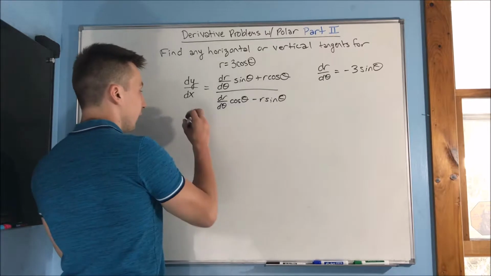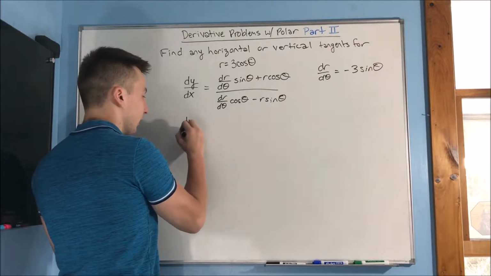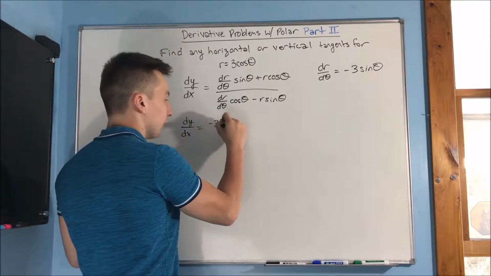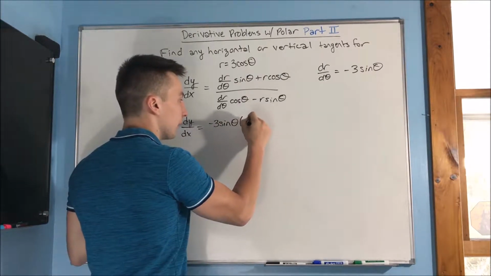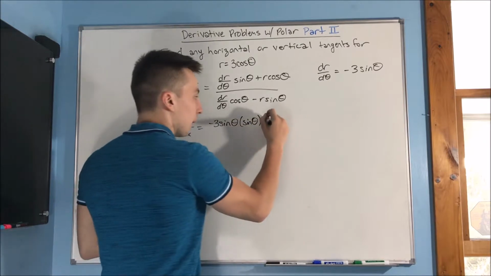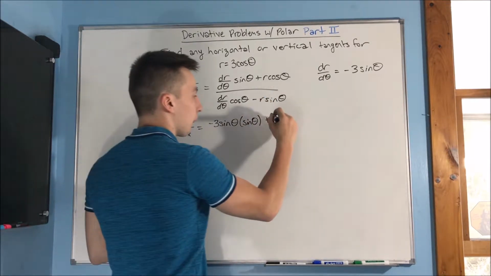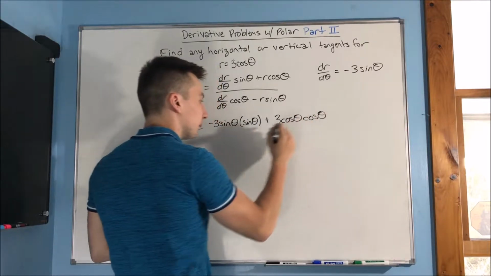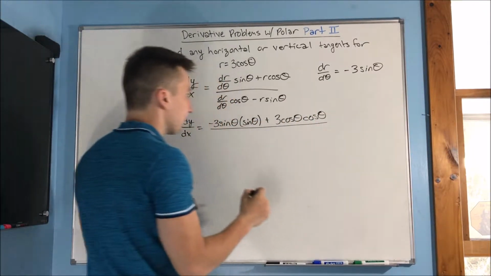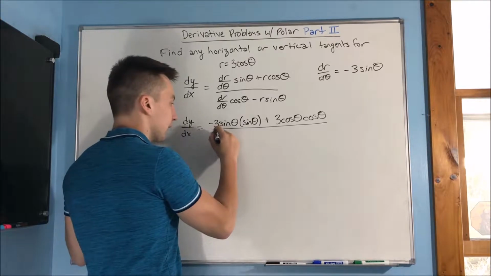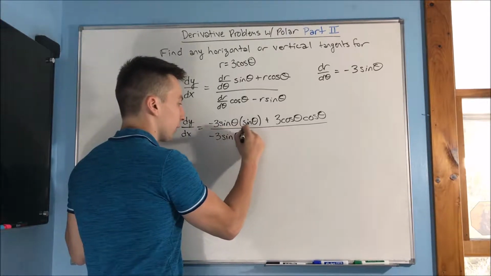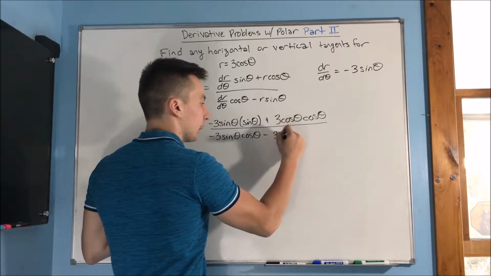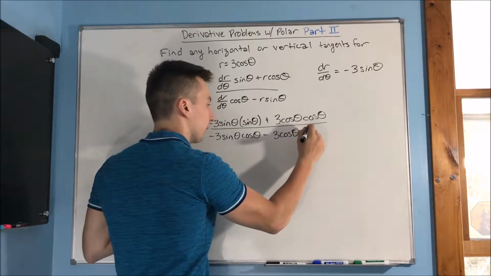So we know what our dr/d theta is, so our dy/dx is going to be equal to negative 3 sine theta times sine theta plus r, which is 3 cosine theta, times cosine theta, all over dr/d theta again, that's negative 3 sine theta, then we have our cosine theta there too, minus r, which is 3 cosine theta, and then we'll have a sine theta there.